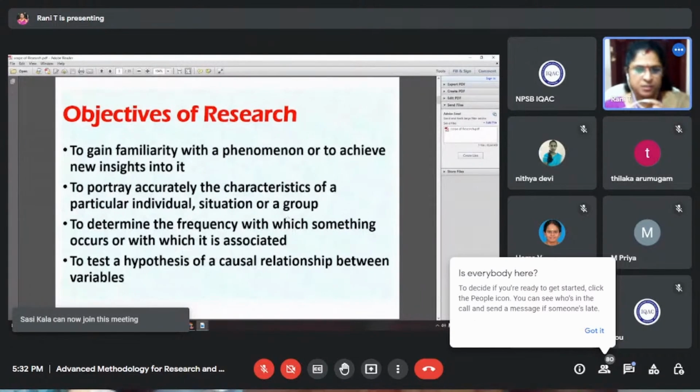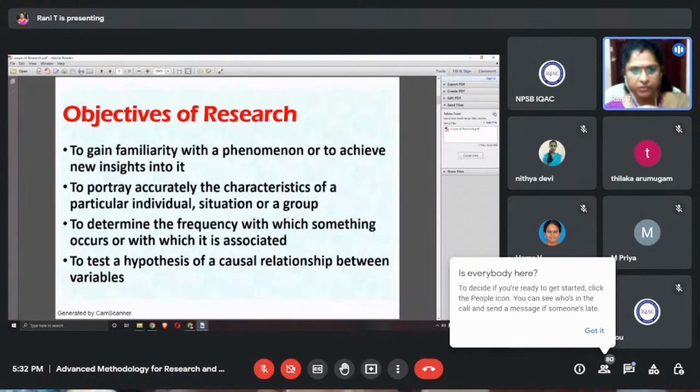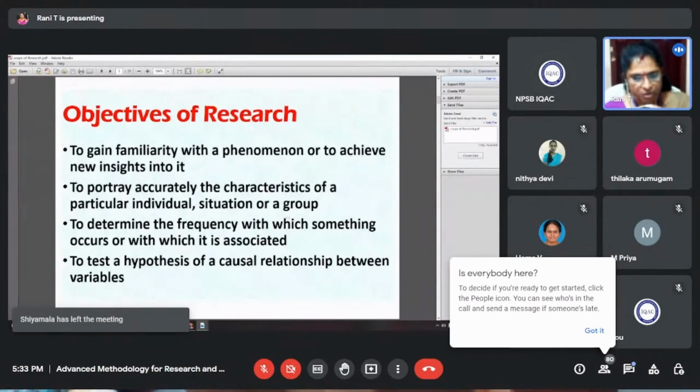So that is why, first of all, we derive an objective of finding out the characteristics of individuals or of the situation or a group, so that there are many variables associated with a particular problem, and so we frame a hypothesis. What is a hypothesis? A hypothesis is an assumption of a causal relationship between variables.